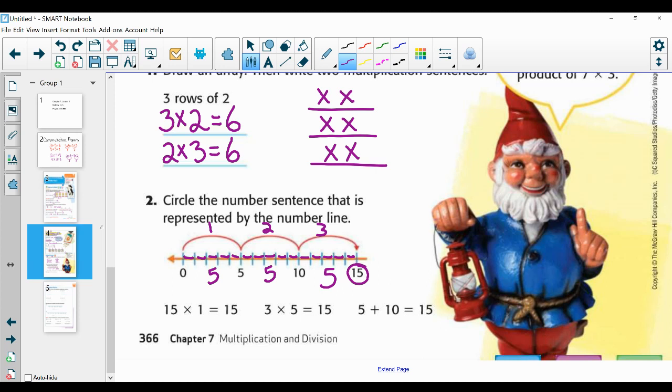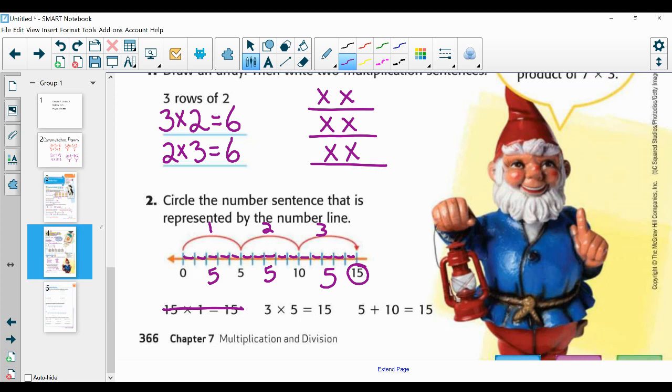Okay, so I'm going to look at my possibilities. I have 15 hops of 1 equals 15. Now, while 15 times 1 equals 15, I don't have 15 hops, do I? So it can't be that one. I'm going to cross it out. 3 hops of 5 equals 15. I have 1, 2, 3 hops. I have 5 spaces in each hop, which equals 15. I think this is my answer, but I want to double check.